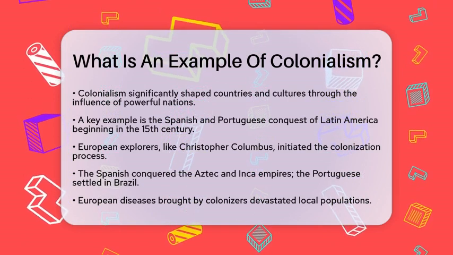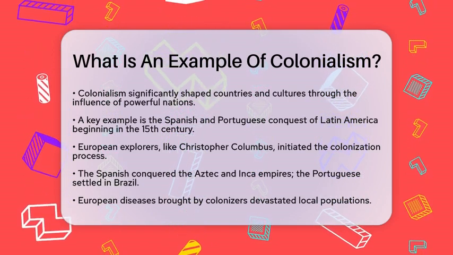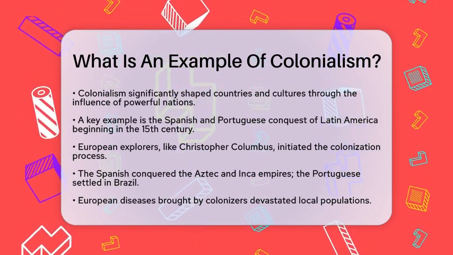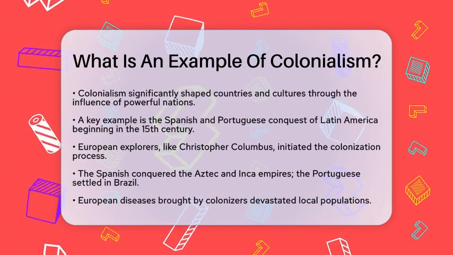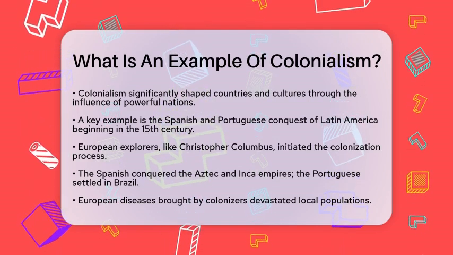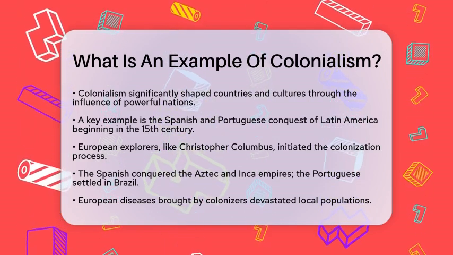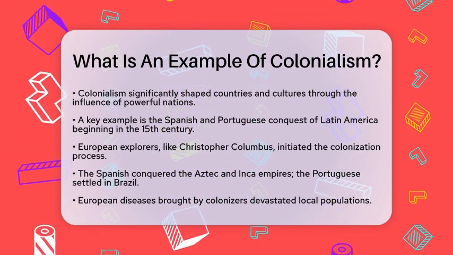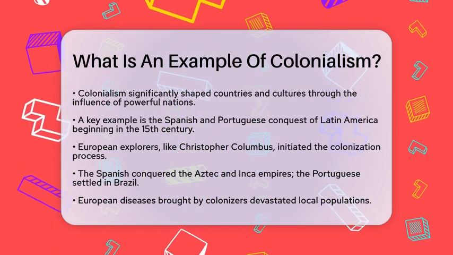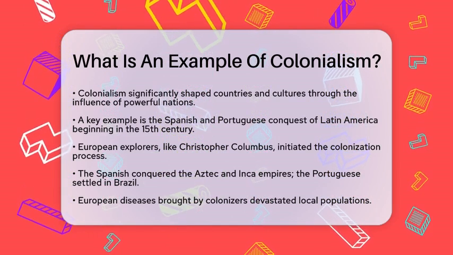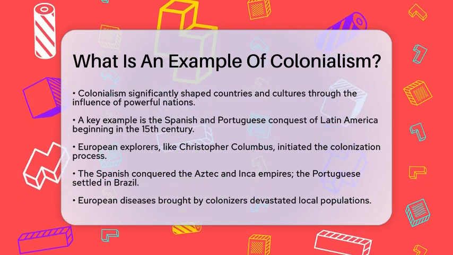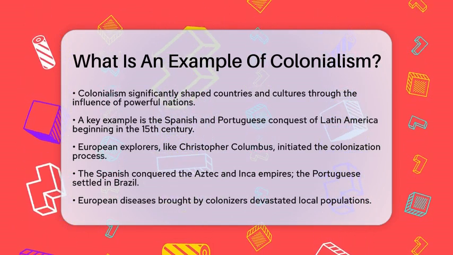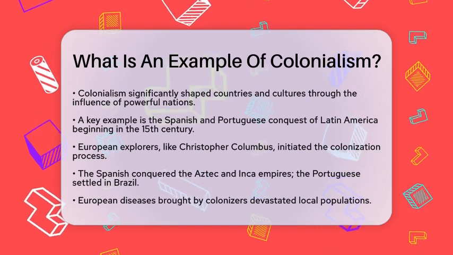Imagine a vast region, home to diverse Native American cultures, suddenly being overrun by foreign powers. The Spanish conquered the Aztec and Inca empires, while the Portuguese settled in what is now Brazil. These colonizers brought with them European diseases, which decimated the local populations, and they also introduced African slaves to work on plantations and in mines.